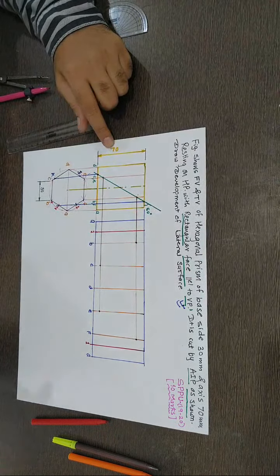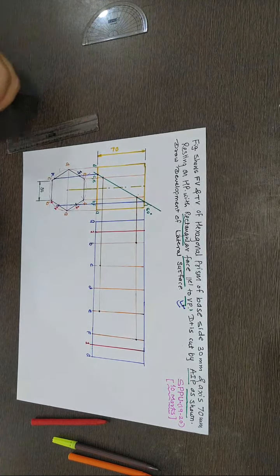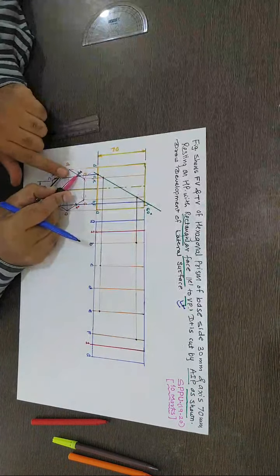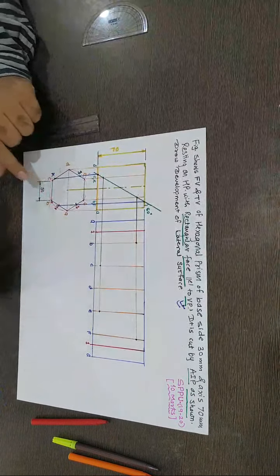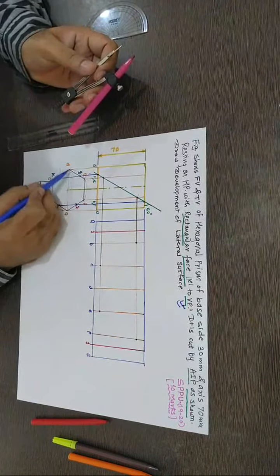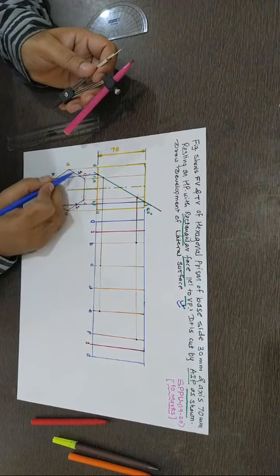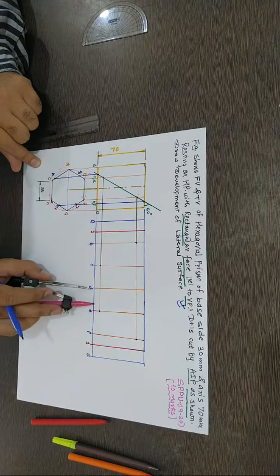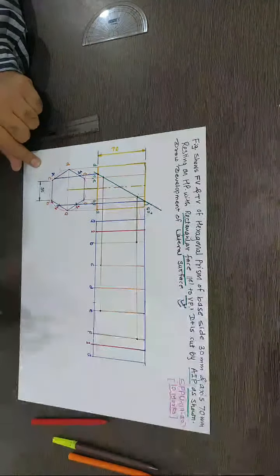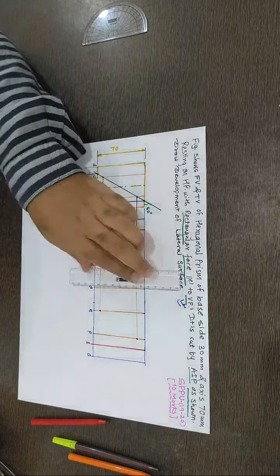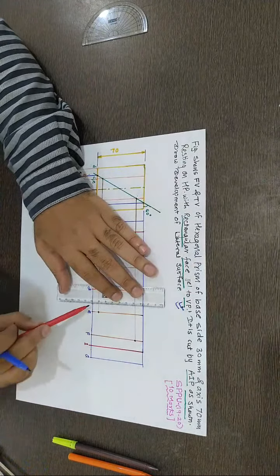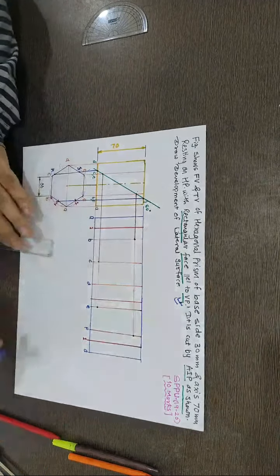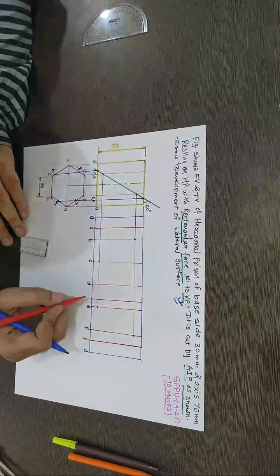Now same, take a distance from D to 3 and mark it, as it is in between D and E. So in between D and E there is a point number 3. So D3, from D I need to mark a point. Join it. So I'll say this is point number 3.